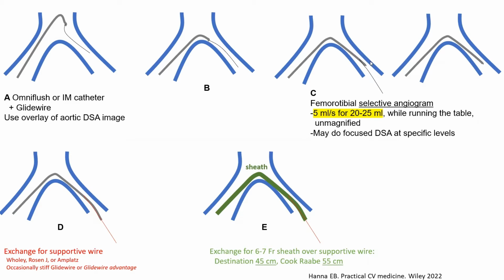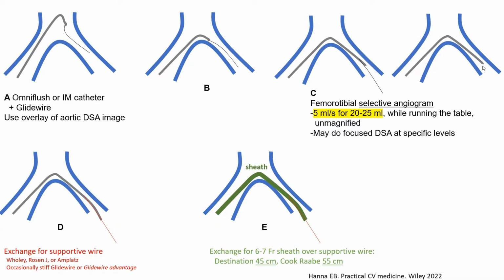So what's the next step? Remember, we need to intervene. So the next step is to now try to get our crossover sheath, which is one of the most important and basic steps in peripheral intervention. Get that crossover up and over sheath into the left common femoral artery.